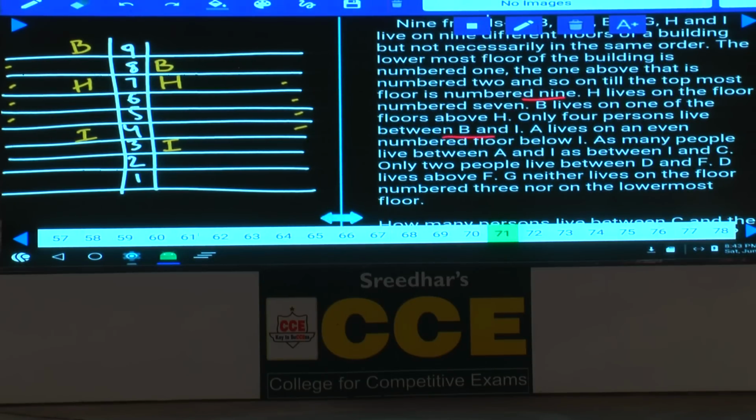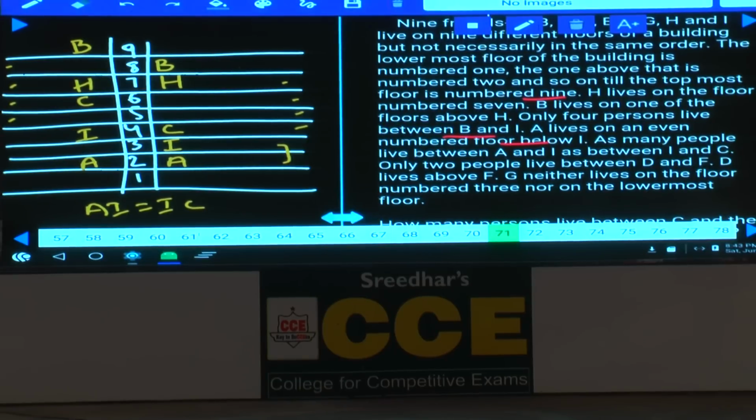Next one, A lives on an even number floor below I. In both the cases, A must be on the 2nd floor. Then, as many people live between A and I as between I and C. Now in this one, A and I are adjacent, and I and C have 1 person between them. As many people live between A and I as between I and C.